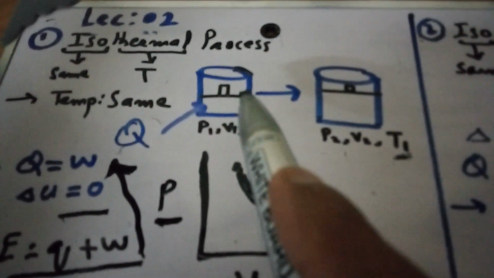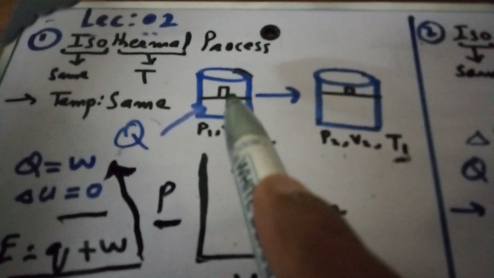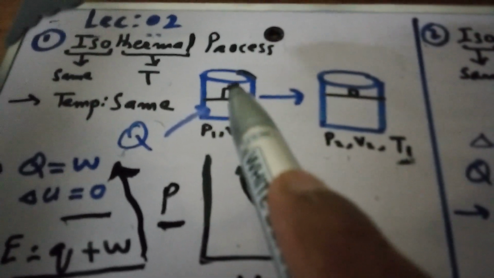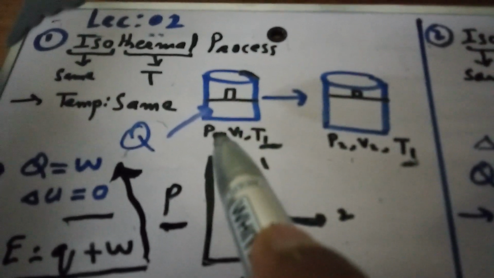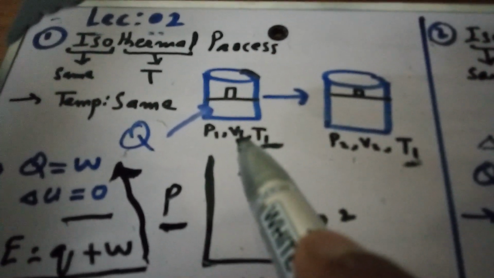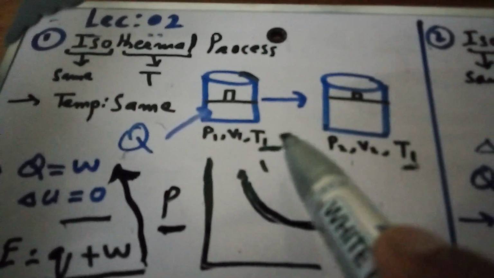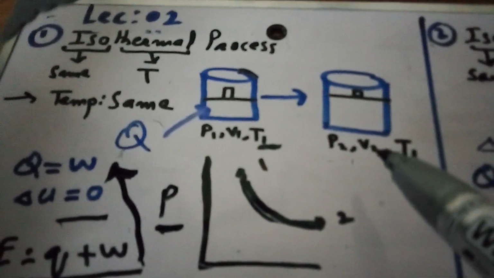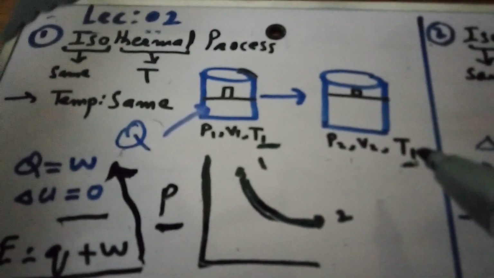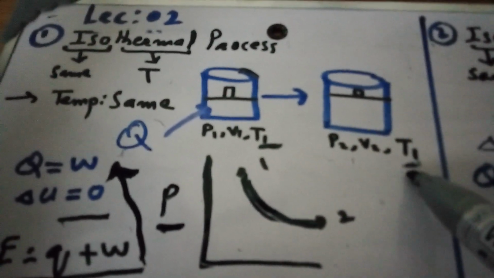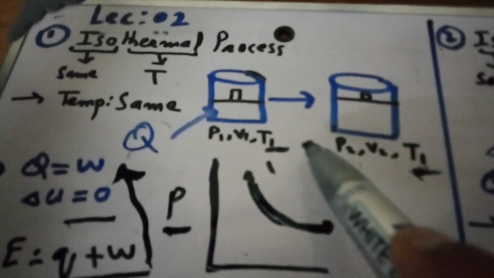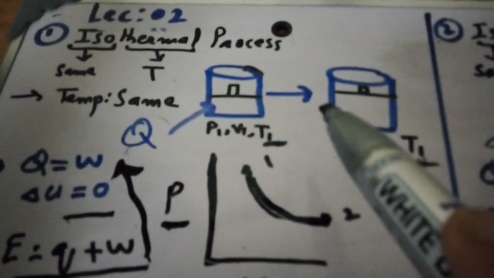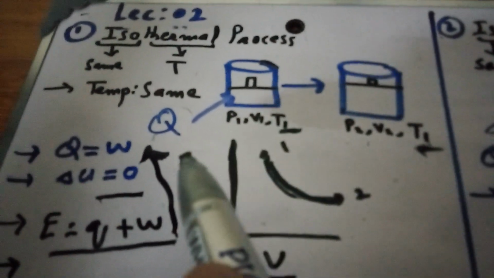For example, you can see here we have two containers, container A and container B. If this vessel is at pressure P1, volume V1 and temperature T1, and this vessel is at pressure P2, volume V2 and temperature T1, the temperature is constant at T1. There is no change in temperature, so we call it the isothermal process.